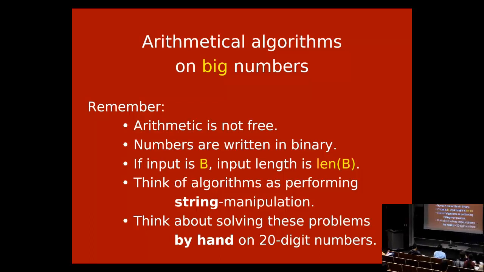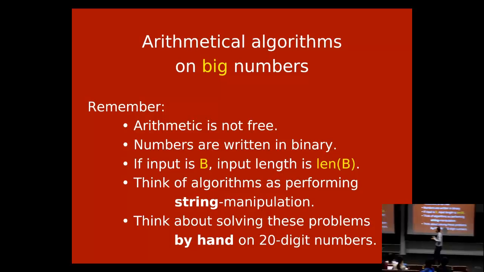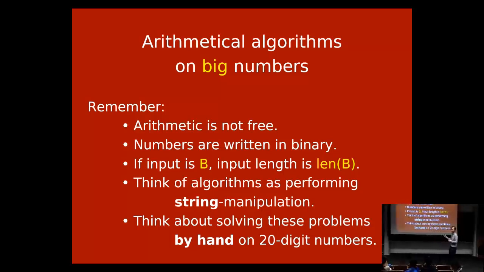Of course, our numbers are written in binary, so we're always storing them with bits, although my examples will show digits because it's a little bit more natural. And actually, because of this, you should really think of numerical algorithms on really big numbers as string algorithms. You should almost forget that the symbols correspond to actual numbers. It's just going to be some algorithm that manipulates the digits of the numbers as strings.